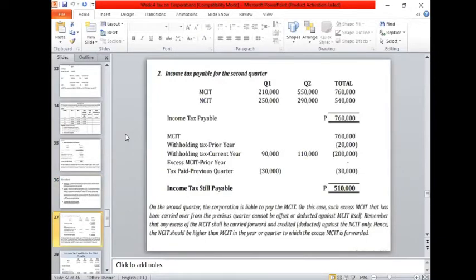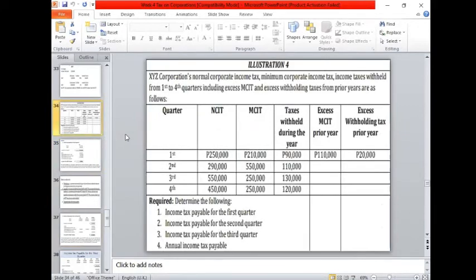Okay, the second one, that is compute for the taxable income on the second quarter. So let us combine the first and second quarter of the minimum and normal corporate income tax. So therefore, that is 760 and 540. So it means that the minimum corporate income tax is higher than the normal corporate income tax. So that should be applied. Okay, the 760,000. And then less the withholding tax prior to the year, which is 20,000. That is a given data.